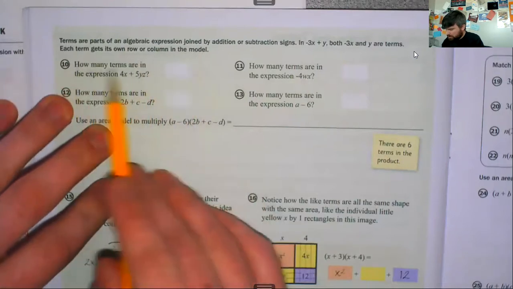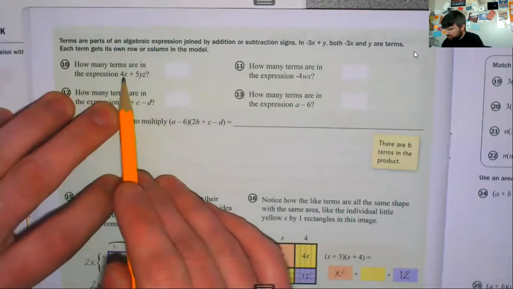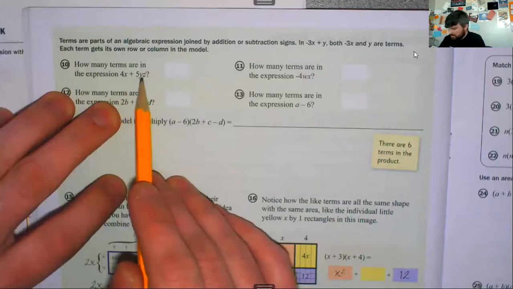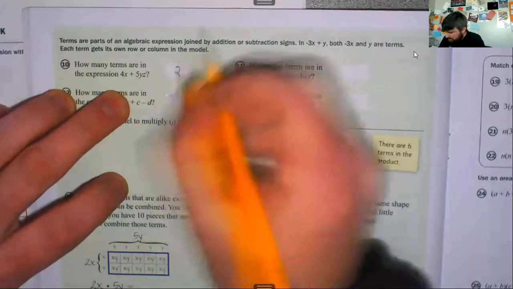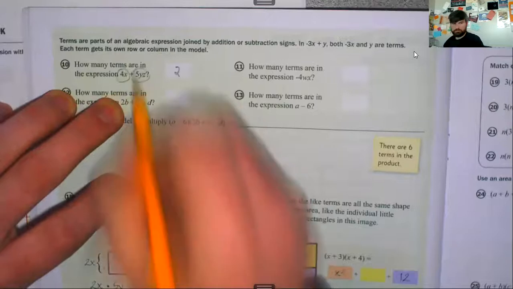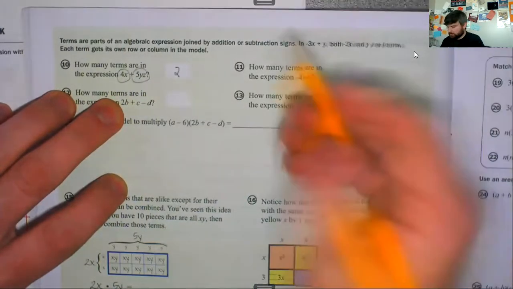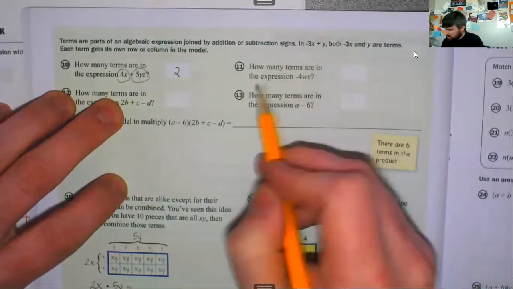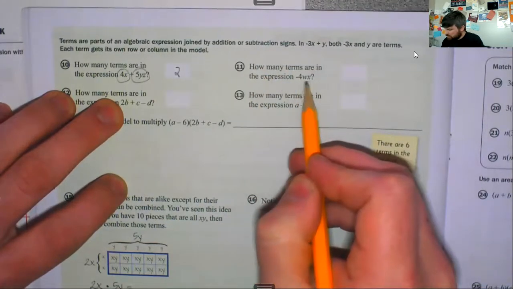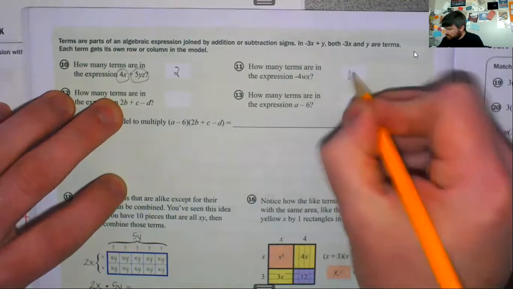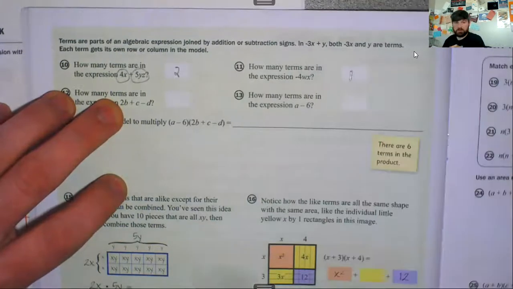How many terms are in the expression 4x plus 5yz? That is two terms, 1, 2. Okay, the terms are separated by a plus or a minus. How many terms are in the expression negative 4wx? Well, there's only one term there because I just have multiplication there.